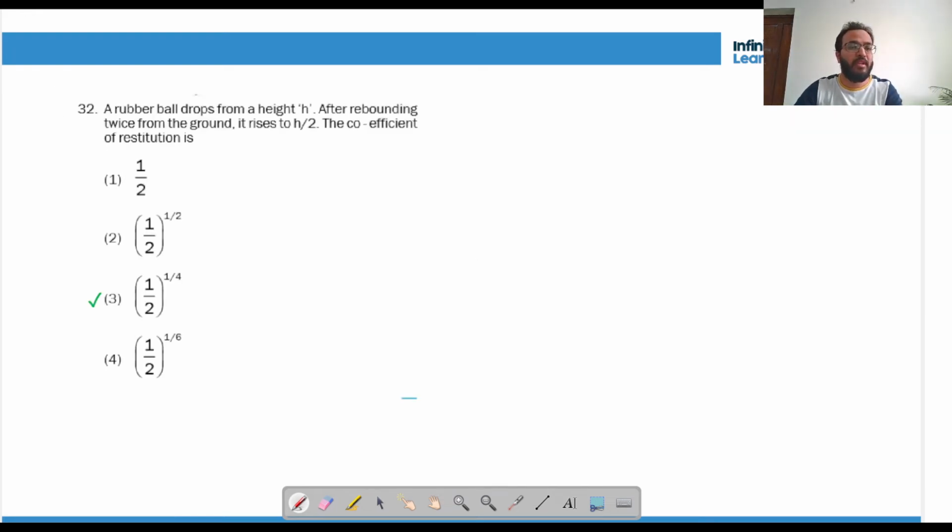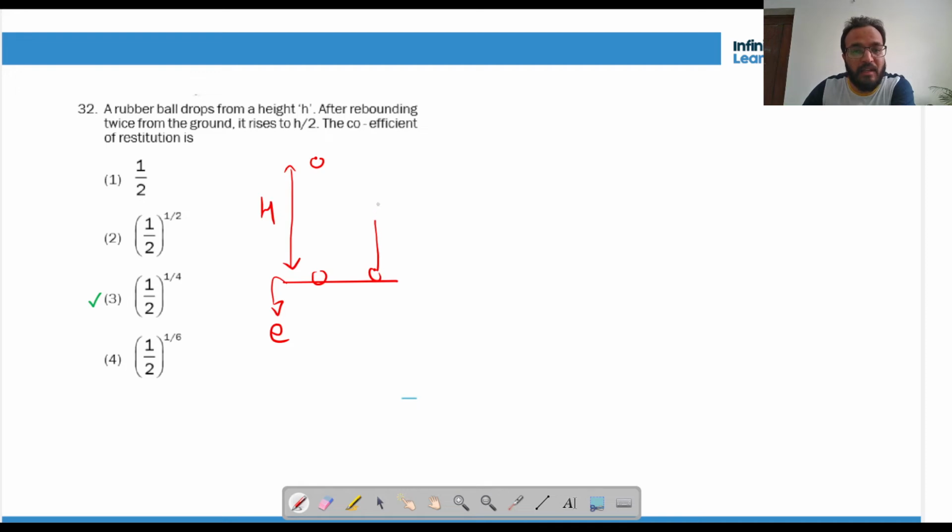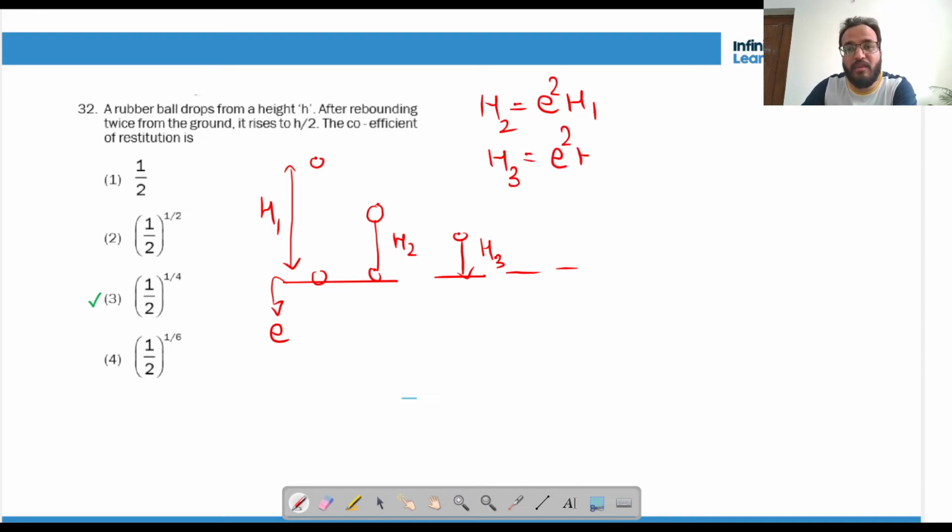32. A rubber ball drops from a height. Now there's a formula, student. If you drop an object from a height capital H, and the coefficient of restitution is small e, it rises to a height. Suppose this is h1, h2, then h3 and so on.